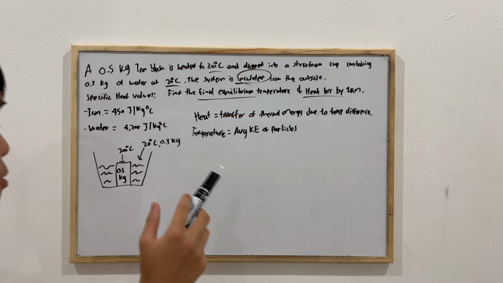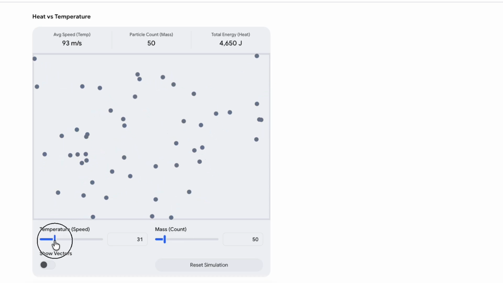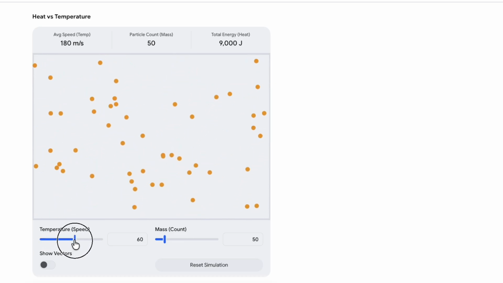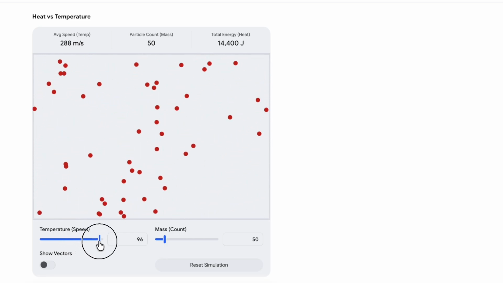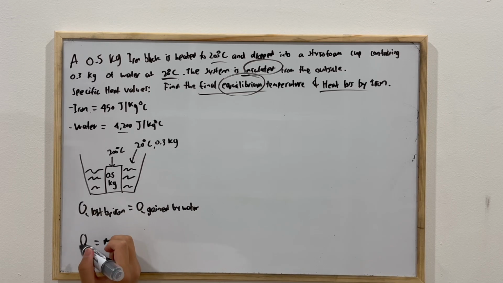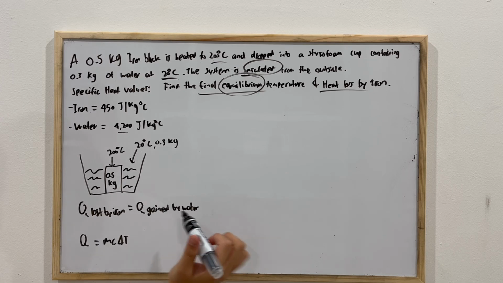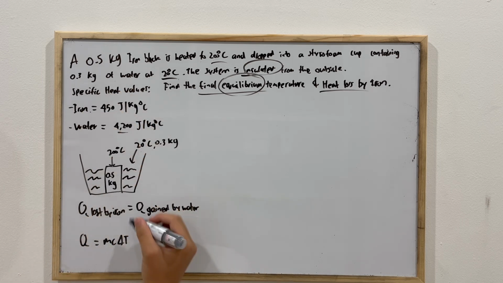Before we move on, we have to clarify the difference between heat and temperature. Heat is the transfer of thermal energy due to temperature difference, and temperature is something that you can measure, or more specifically, the average kinetic energy of particles within a system. We have the heat equation here, which says that the heat lost by the iron equals the heat gained by the water, or just Q equals m, the mass, c, the specific heat value, times change in temperature.